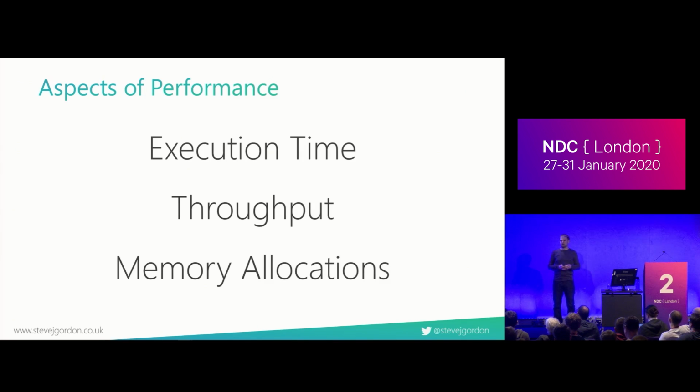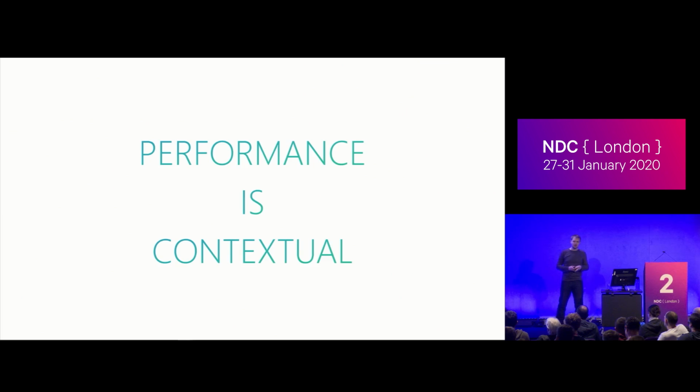So these are the key areas that we're going to look at and see how we can potentially optimize some of these areas in the code today. It's important to remember that performance is contextual. A lot of what I'm going to show you today is not relevant to your day-to-day pieces of work.